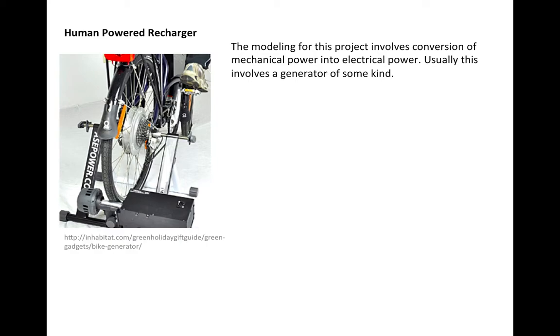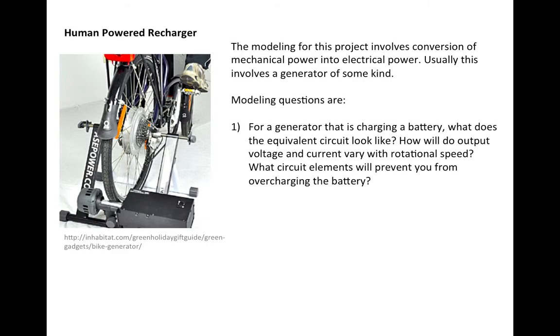The next project is a human-powered recharger, and the modeling for this project involves conversion of mechanical power into electrical power. Usually this involves a generator of some kind. Modeling questions are: for a generator that's charging a battery, what does the equivalent circuit look like? How do the output voltage and current from the generator vary with its rotational speed?